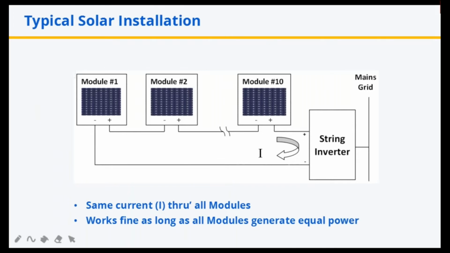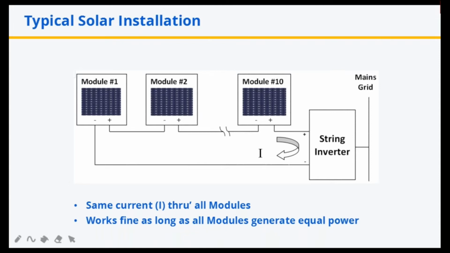Here is a drawing that shows a typical solar installation. It consists of 10 PV modules connected in series, also known as a string. The combined output of the string is fed to a string inverter, which in turn feeds the power into the mains grid.